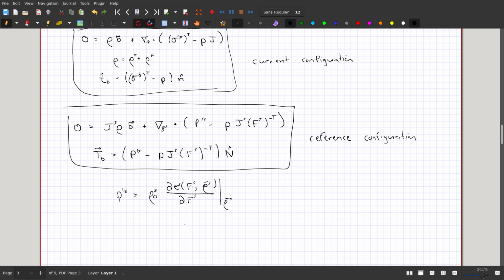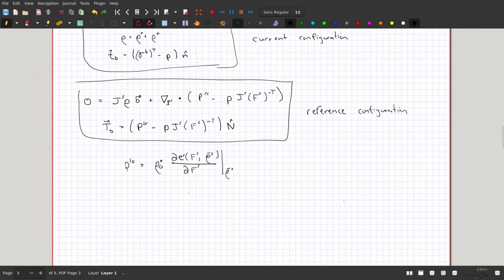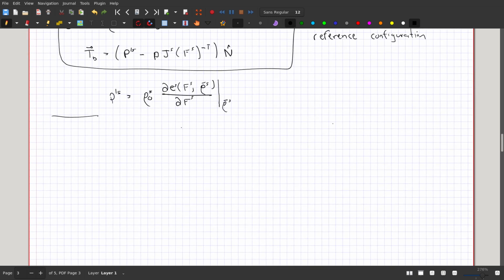So what we're going to do now is, it's convenient to introduce what we're going to call the specific volume, and it's just simply 1 over the local density. Okay, so this is just for convenience. We're going to introduce this thing.